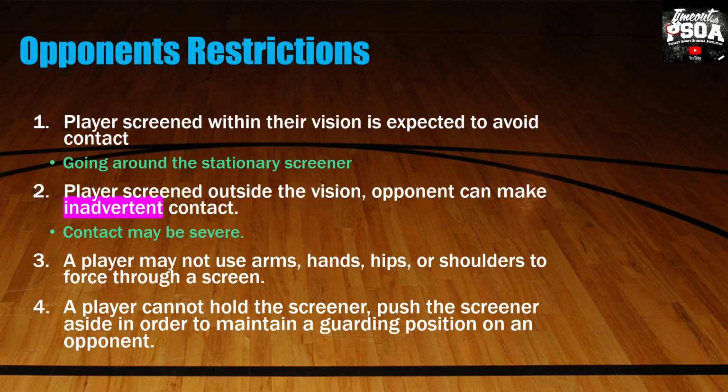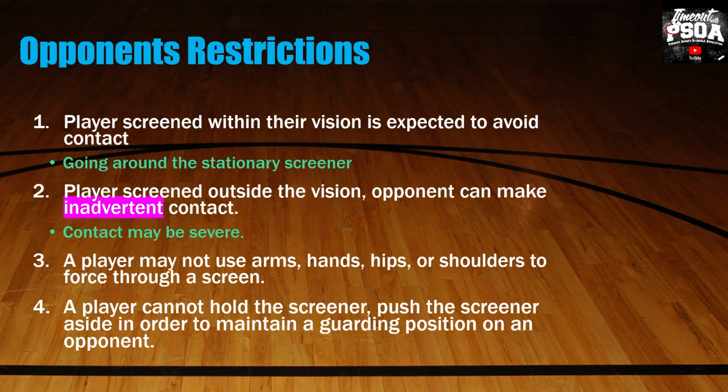But they cannot use the arms, hands, hips, or shoulders to force through a screen. That's how we as officials will know if it's inadvertent or intentional. They extend their arms, they open their hands, they turn their hips, they lower the shoulder. That is how we know the person getting screened knows the screener is there. And once we know that, they must attempt to slow down, stop, or change direction to avoid that severe contact.